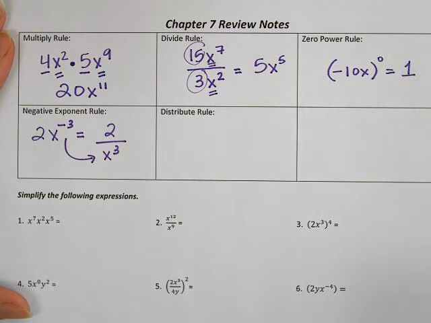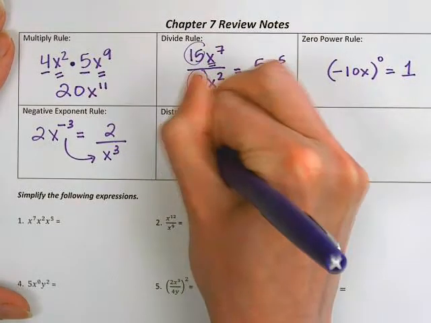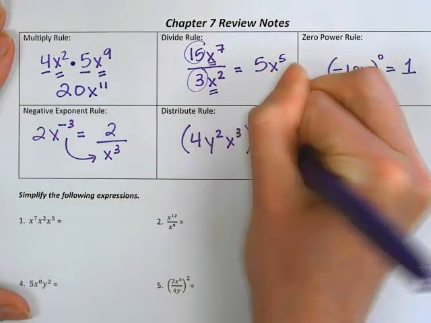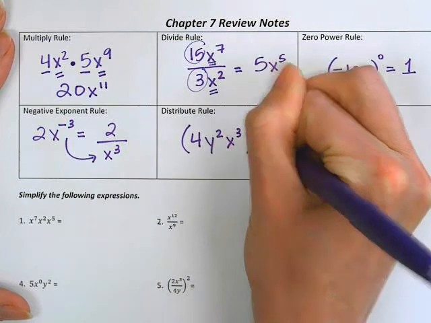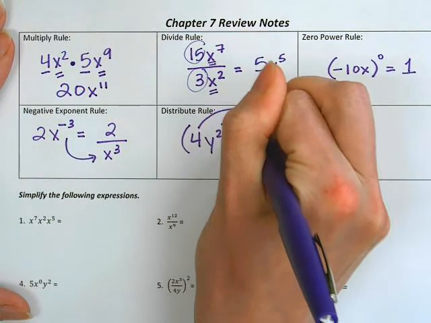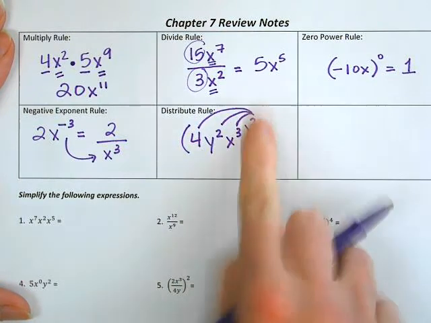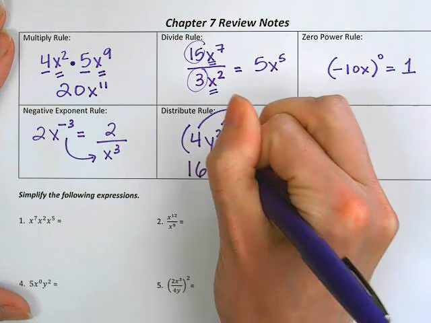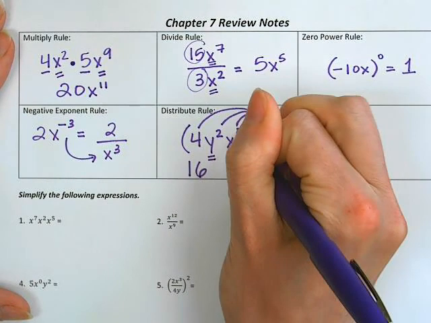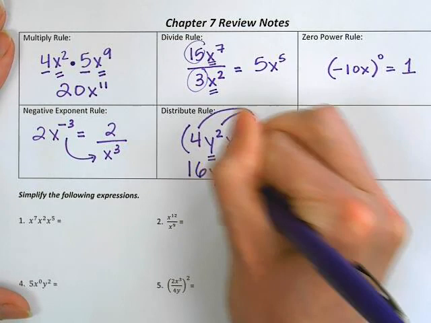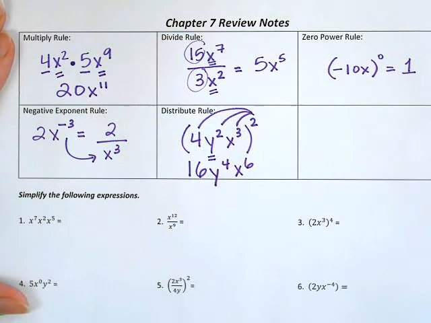And then the distributing rule, let's say you have (4y squared x cubed) squared. You got to distribute it to every single piece. All right, now 4 squared is 16. But when you do exponents, a power to a power, you multiply. So it's going to be 16y^4 x^6.